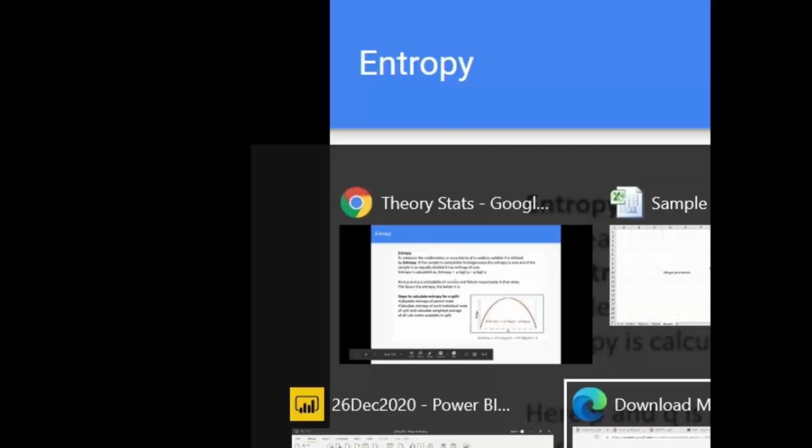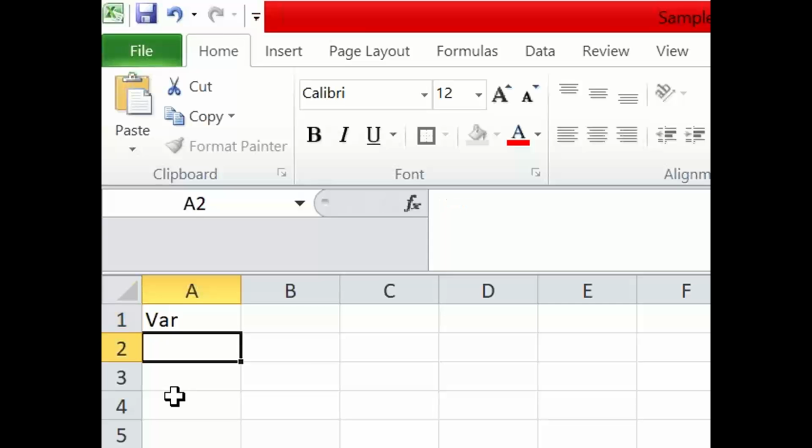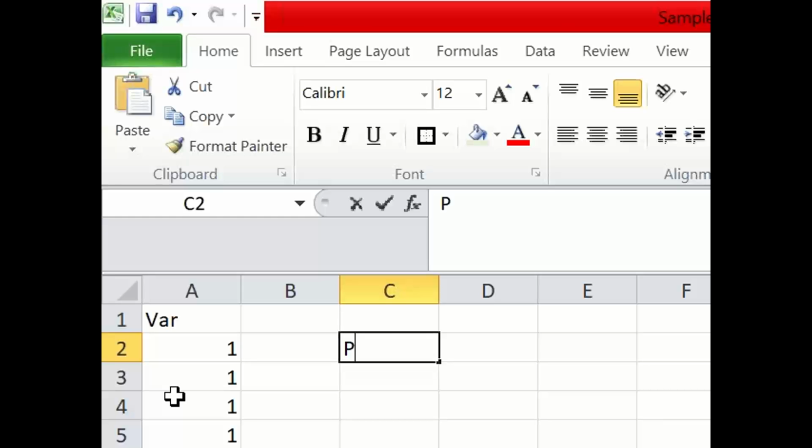Now, for example, say this was a small example that we discussed previously. Suppose I have some variable, I'm just calling it var. There are 10 ones in this. Now this data is completely pure. Every point is the same. So this is called pure data.